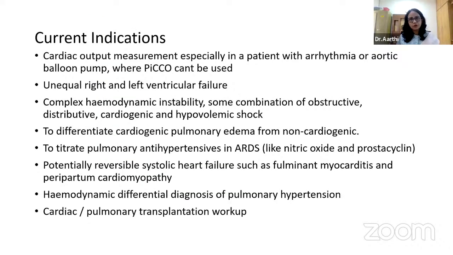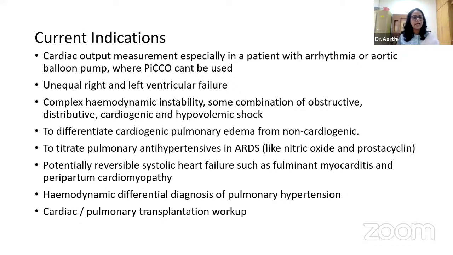So with so many complex scenarios, so many observed variations and a lot of technical difficulties, why do we still rely on pulmonary artery catheters? There are certain indications where the pulmonary artery catheters will give us additional information about the patient's hemodynamic status. For example, cardiac output measurement, especially in patients with arrhythmias or an aortic balloon pump, where other invasive hemodynamic monitoring devices cannot be used, the pulmonary artery catheters can give us an insight into the hemodynamic status of the patients.